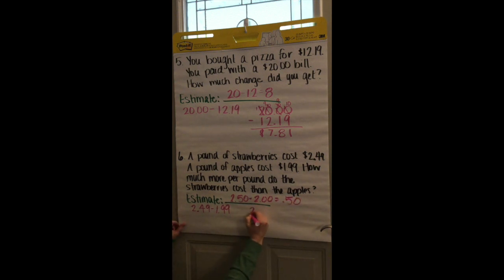So then if we do the actual math, let's make it a vertical problem. Make sure our decimals are lined up. 9 minus 9 is 0. I can't do 4 minus 9, so I have to borrow from over here. This becomes 14 minus 9, which is a 5. My decimal falls into place. 1 minus 1 is 0. So the difference between strawberries and apples is 50 cents.